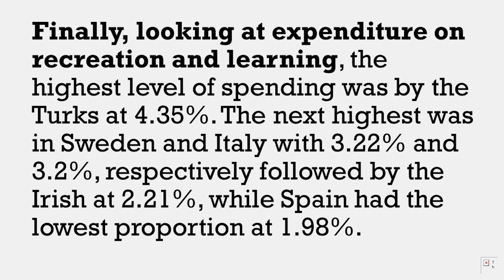Next paragraph. Finally, looking at expenditure on recreation and learning. The highest level of spending was by the Turks at 4.35%. The next highest was in Sweden and Italy with 3.22% and 3.2% respectively, followed by the Irish at 2.21%, while Spain had the lowest proportion at 1.98%.